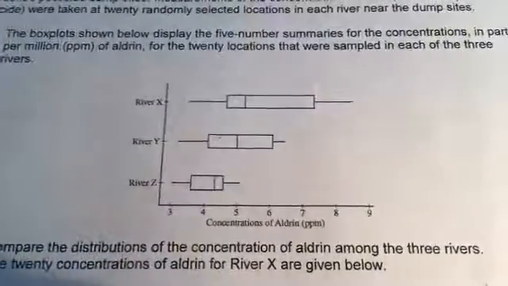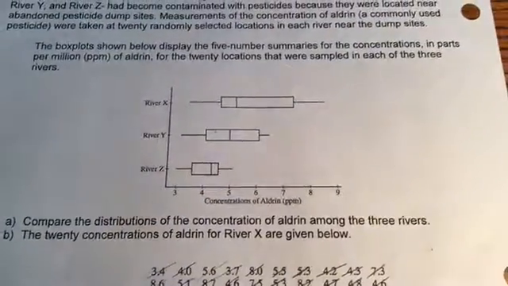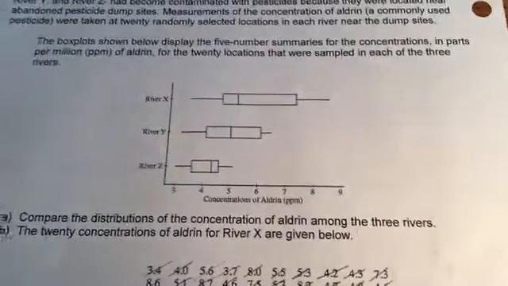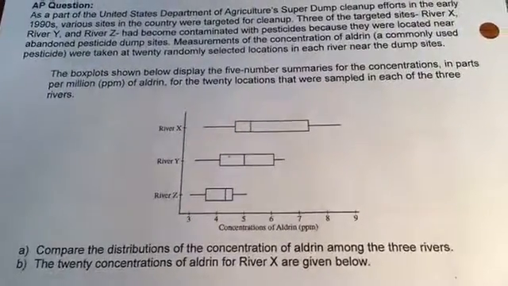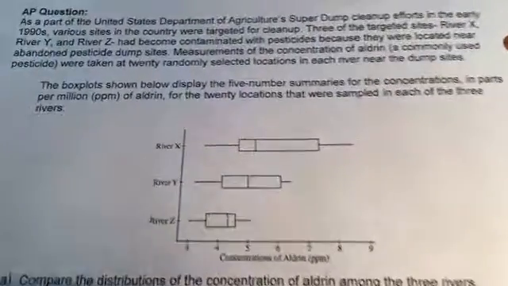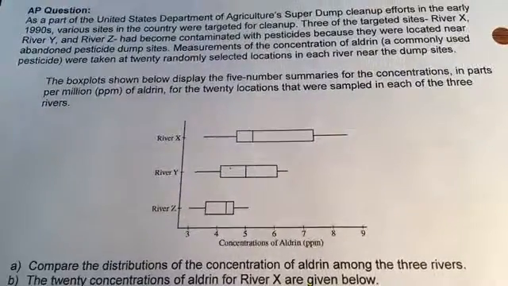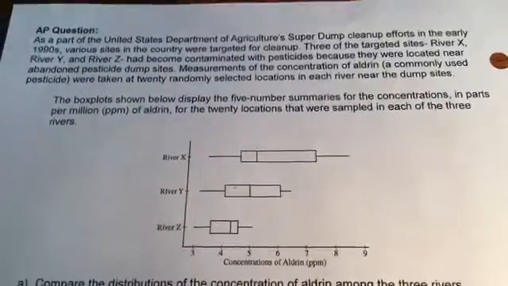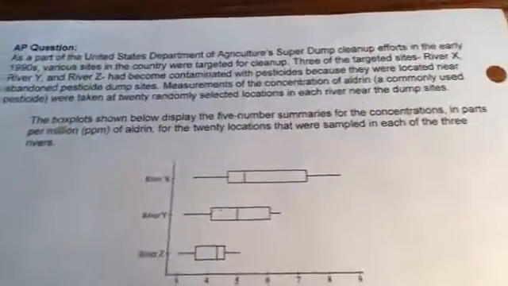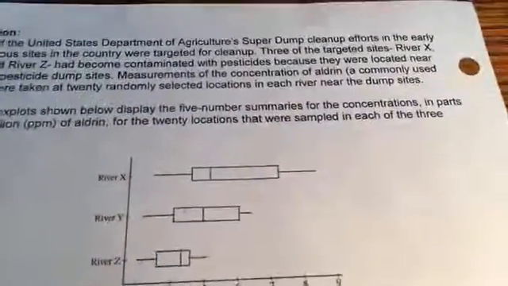The first thing we might look at is the shape, and they all appear to have very different shapes. I'd say River X is skewed to the right, as there's a higher concentration of data over on the left side. River Y, it seems like it's approximately normal. The quartiles look like they're about the same. And for River Z, it looks like it is slightly skewed to the left, with a higher data concentration on the right.